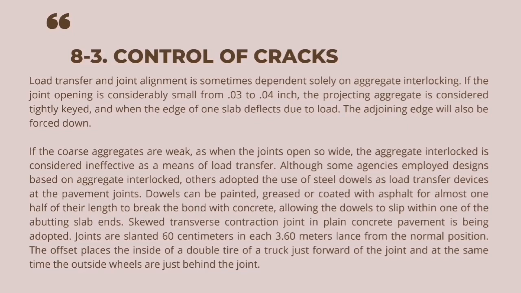Dowels can be painted, greased, or coated with asphalt for almost one-half of their length to break the bond with concrete, allowing the dowels to slip within one of the abutting slab ends. Skewed transverse construction joint in plain concrete pavement is being adopted. Joints are slanted 60 cm in each 3.60 meter lane from the normal position. The offset places the inside of a double tire of a truck just forward of the joint, and at the same time, the outside wheels are just behind the joint.